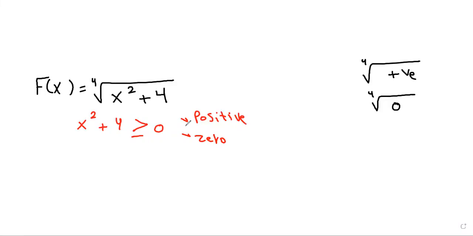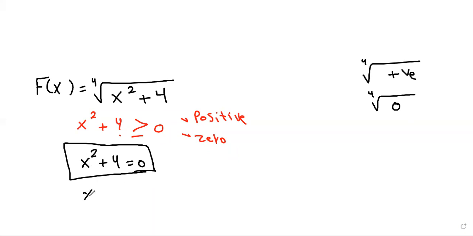How can we solve this kind of inequality? First of all, put x squared plus 4 equals 0, and find the zeros of the inequality. But this has no zeros. This equation cannot be factorized, and x squared plus 4 is always positive.